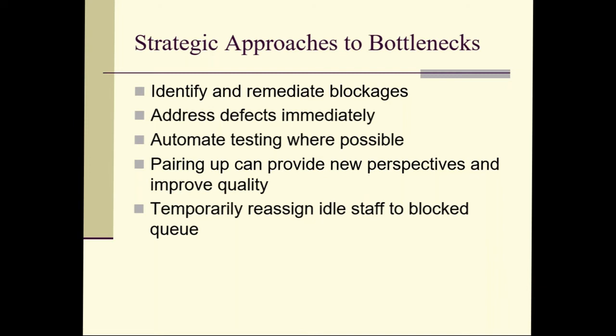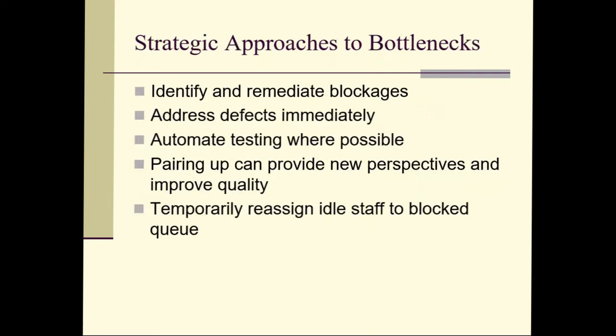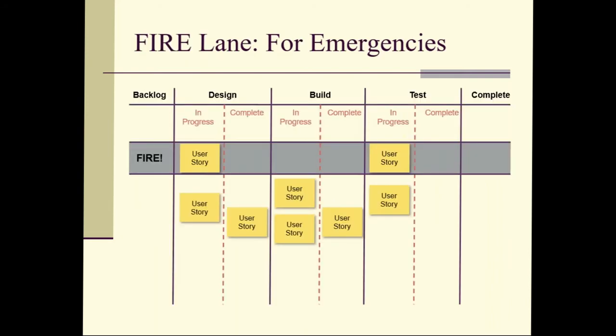And lastly, reassigning idle staff to help fix blocked queue items can be very helpful as well. In this case, we have too many builders. So maybe one of the more senior builders might be able to help with some of the design work. They can be reassigned to the design team to speed up the flow of work from design to build. That's what we're talking about when we talk about temporary reassignments. So these are some techniques that can be used to spot bottlenecks in a project management context.